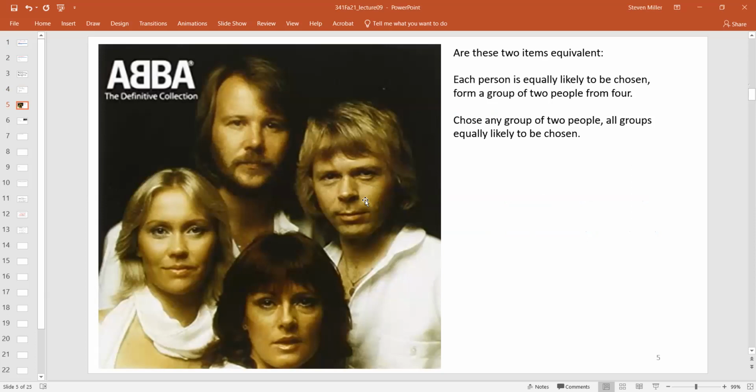Okay. So here are 2 statements. I'm going to form a group of 2. In the first way, each person is equally likely to be chosen, and I'm forming a group of 2 people from 4. In the second, I'm going to choose any group of 2 people. All groups are equally likely to be chosen. Are these 2 statements equivalent?